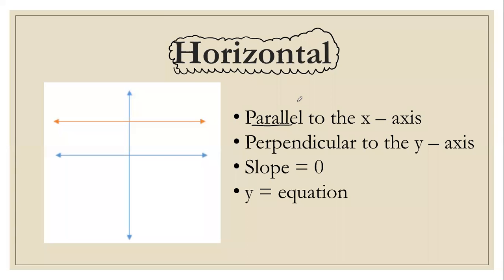So horizontal lines are parallel to the x-axis, so they face the same way. The slope is the same as the x-axis. It is perpendicular to the y-axis, meaning the y-axis and this line would create a 90-degree angle. They are perpendicular to each other. Big fact that you need to know is that a horizontal line has a slope of 0.